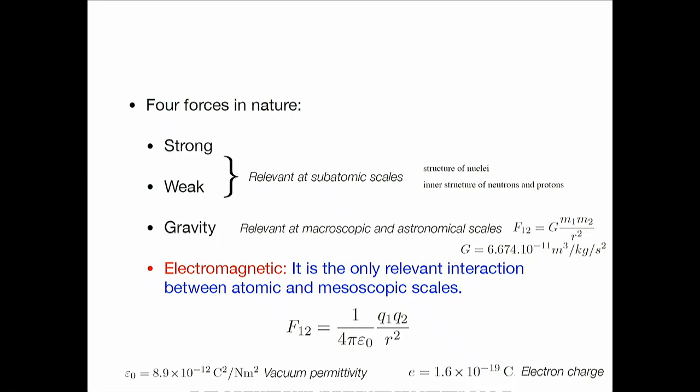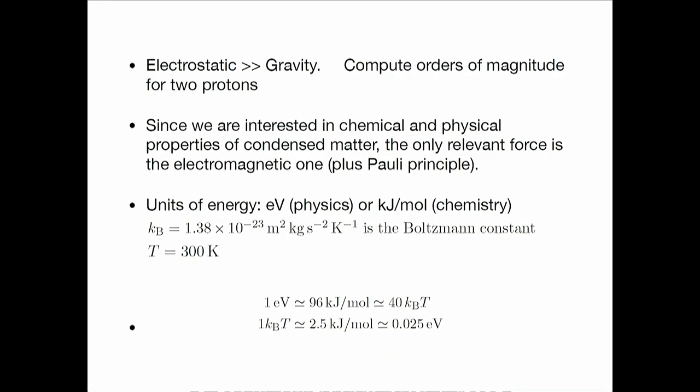And of course, the form of the electromagnetic force is 1 over 4 pi epsilon 0, Q1 Q2 over R squared, where Q1 and Q2 are the charges and R is the distance. This is not what you should remember, but the point is that 1 over 4 pi epsilon 0 is 9 × 10⁹ in SI units. Okay, and the charge of the electron is 1.6 × 10⁻¹⁹ coulomb.